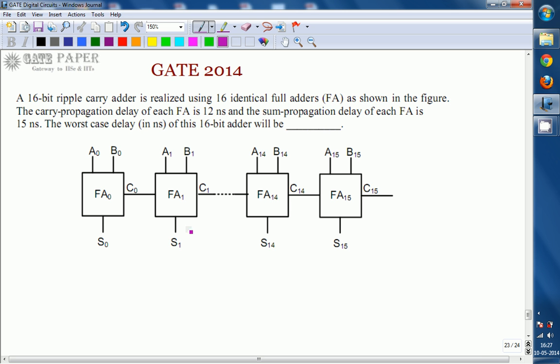Okay, and what was given is the propagation delay time for the carry, which is 12 nanoseconds, and the propagation delay for the sum, which is 15 nanoseconds. So what you must remember is that a full adder is a combinational circuit.